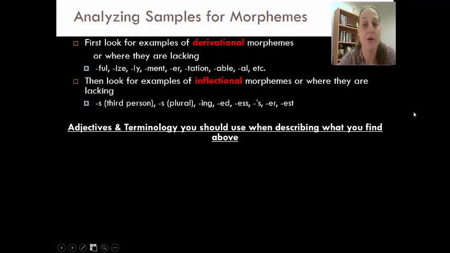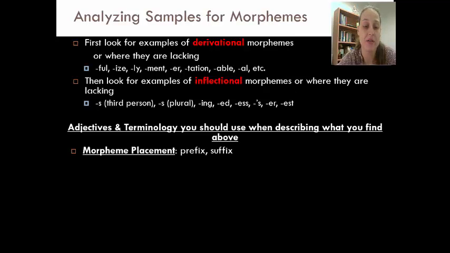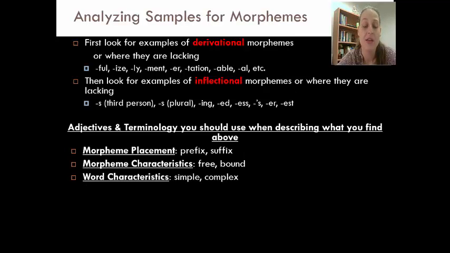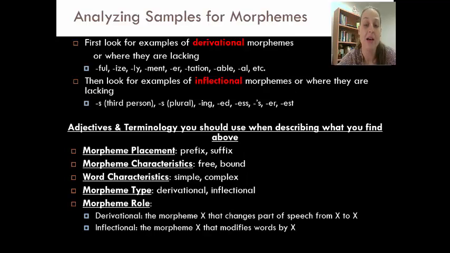Remember that I'm looking for you to use the terminology that we've covered. So talk about morpheme placement, the word characteristics, the morpheme type, and then you're going to use wording like this to discuss the derivational or the inflectional morpheme. So for a derivational morpheme, it's the morpheme, for example, full, that changes the part of speech of this word from a noun to an adjective.